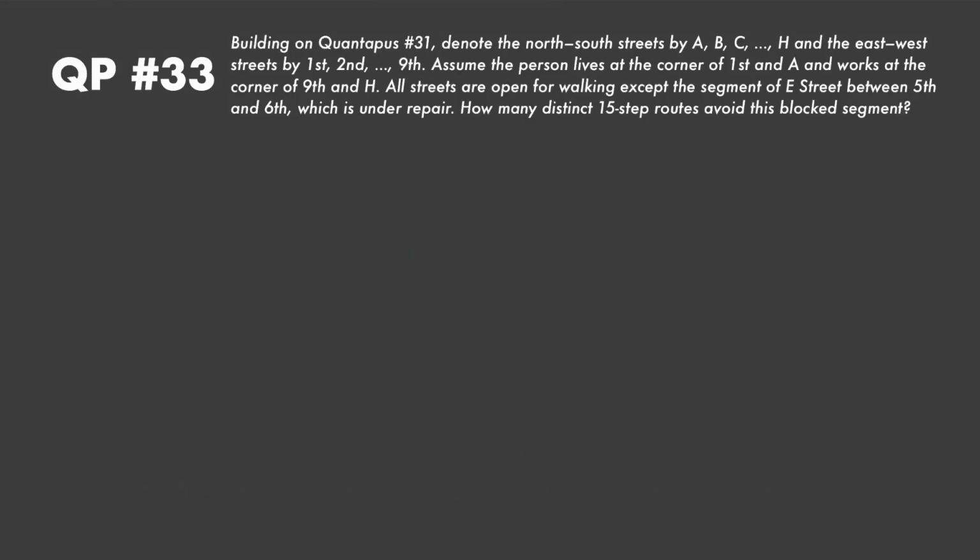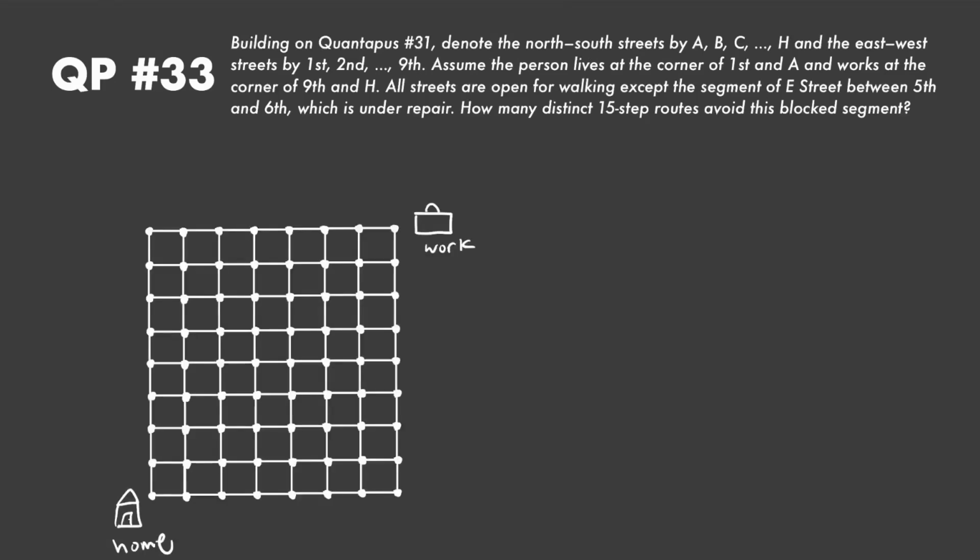So let's use the streets from this problem, and let's denote the north and south ones by A, B, C all the way to H, and the east and west ones by 1st Street, 2nd Street all the way up to 9th Street. So let's just take the exact same diagram from quantipus 31 to illustrate this. So the north and south streets, the ones that go up and down, are going to be denoted by A, B, C all the way up to H.